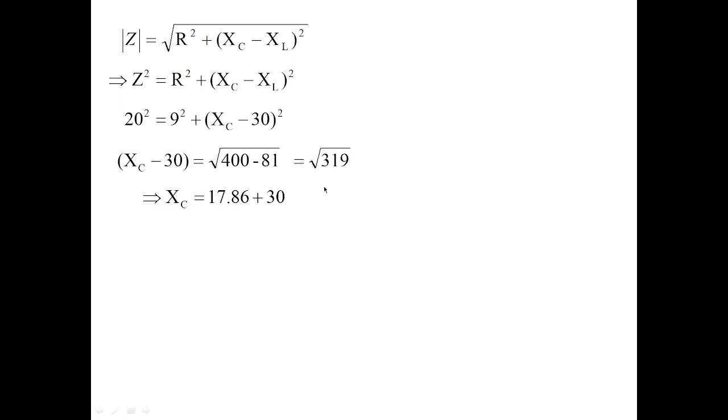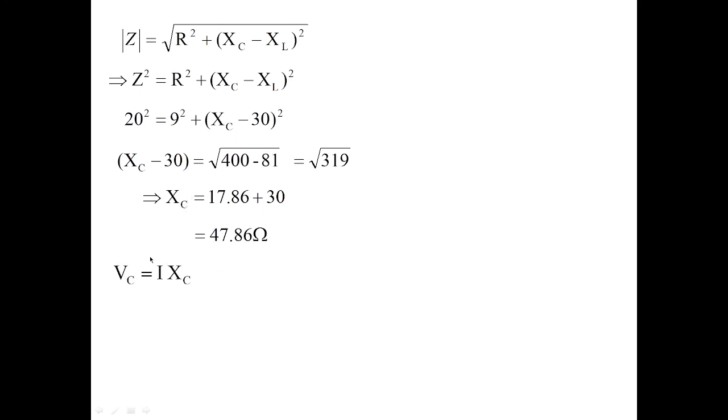With this, squaring on both sides, you have Z equal to 20, R equal to 9, and XL equal to 30. So squaring on these terms, I'm going to get XC minus 30 is equal to the square root of 20 squared, which is 400, minus 9 squared, which is 81. So 400 minus 81 under root is equal to root of 319, whose value will be obtained as 17.86. Now we require XC, so XC is equal to 17.86 plus 30, which will give you the value as 47.86 ohms. So this is the value of XC.